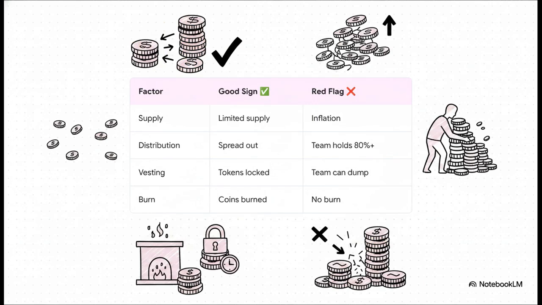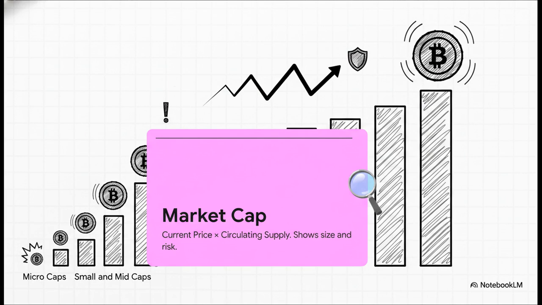All right, let's talk tokenomics. It's exactly what it sounds like, token plus economics. You want a limited total supply to protect your value, not some unlimited inflation that just eats away at it. As for distribution, the coins need to be fairly spread out. If the developers hold 80% or more, yeah, that's a trap waiting to be sprung. You also want to look for a long vesting period where the team's tokens are locked up. And finally, a mechanism where coins are regularly burned is fantastic for driving scarcity, whereas having no burn mechanism can quickly flood the market. Let's move on to size and risk.